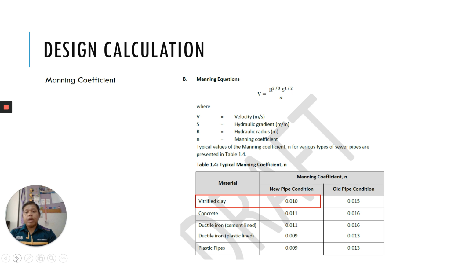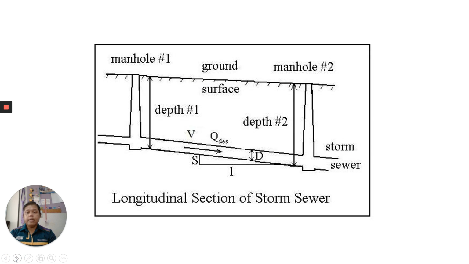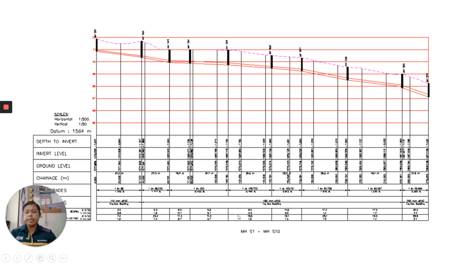So you have to calculate this Manning equation, and then this is the slope. Okay, 1 to S is the slope. This is the depth for manhole 1. This is the depth for manhole 2. The depth is actually the difference from the invert level to the ground level here. And then here is the Q, which is the discharge. Then this is the diameter of the pipe. This is an example of the information that we have to prepare in order to know the longitudinal section of our sewerage.